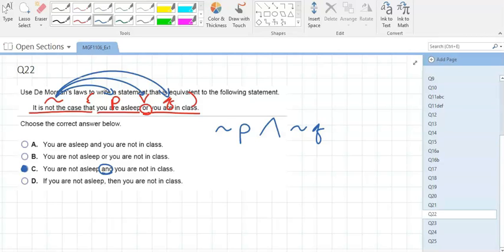They want you to run the law. It's kind of like distributing, but I use that word distributing loosely because we're not really multiplying. The idea behind a negation is you give me the opposite of what's going on.